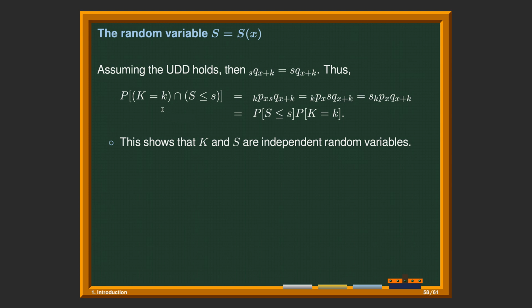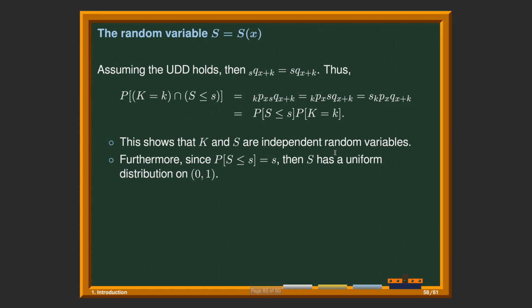So what we're saying now is that the joint PDF or the joint distribution of K and S could be broken up as a product of the CDF of S and the probability mass function of K. That tells us that K and S are independent random variables. Okay? So under the UDD assumption, K and S will be independent random variables, and taking S as a random variable having a uniform distribution on the interval from 0 to 1.